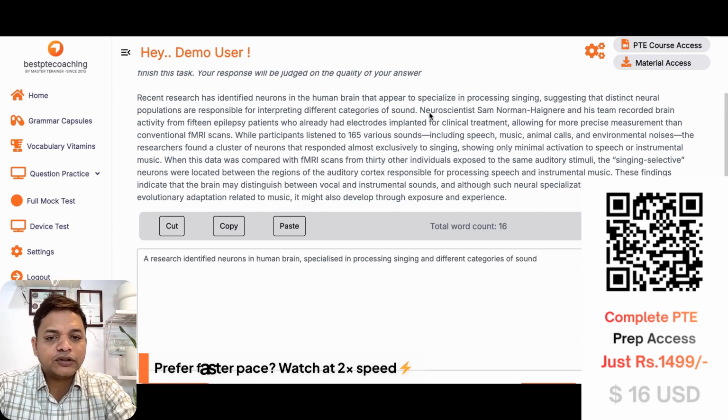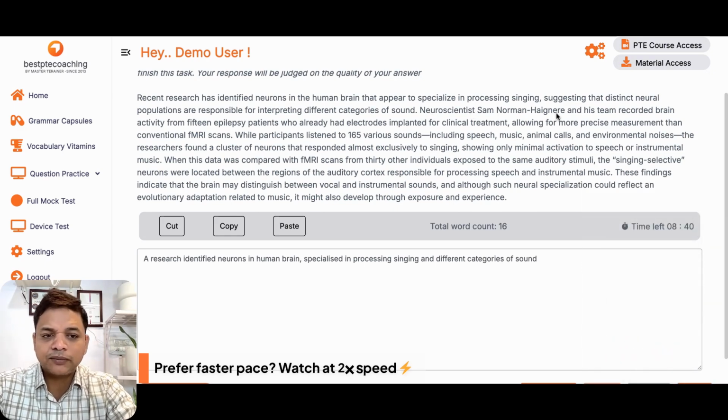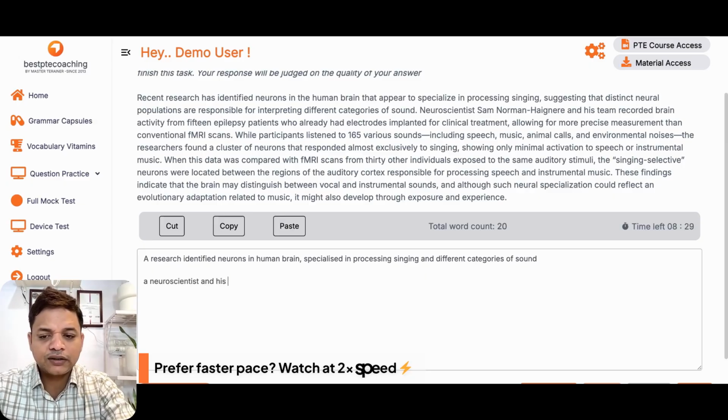Now we took this point also. Neuroscientist Sam Norman something. You don't have to name that scientist. If you wish to use it, you can, no problem. A neuroscientist and his team conducted. This is what you understood. It conducted experiments on 15 patients.